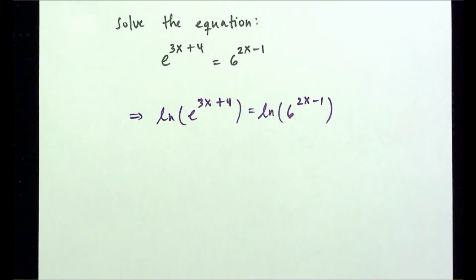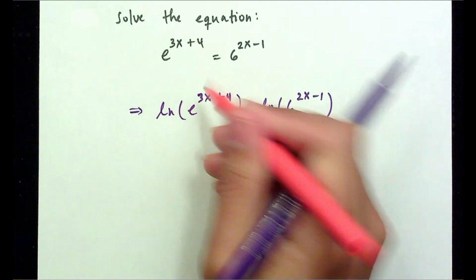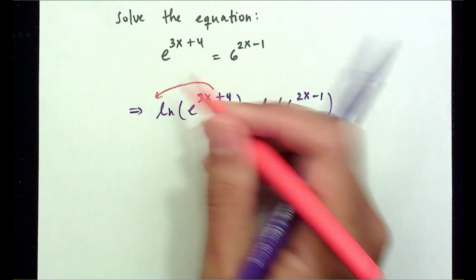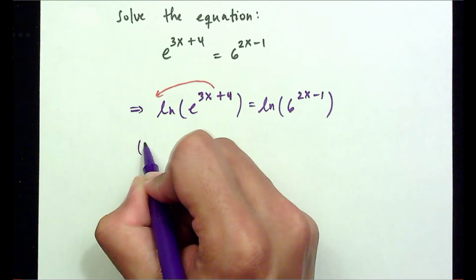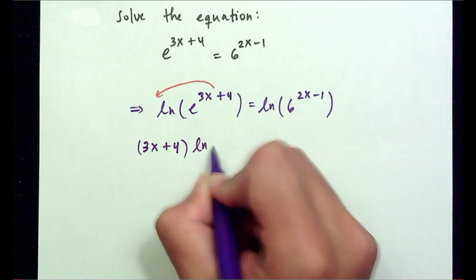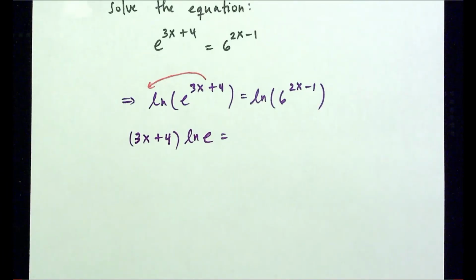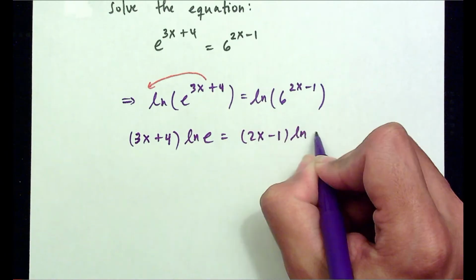Now that is going to bring the exponents down because one of the properties of exponents is you can move those exponents to the front, outside of the logarithm. So this is going to become 3x plus 4 ln of e equals 2x minus 1 ln of 6.